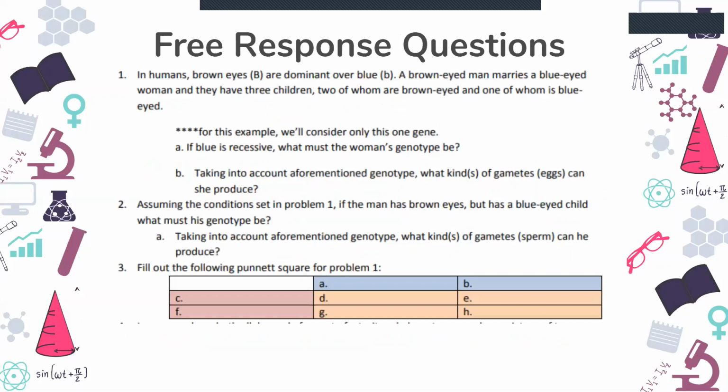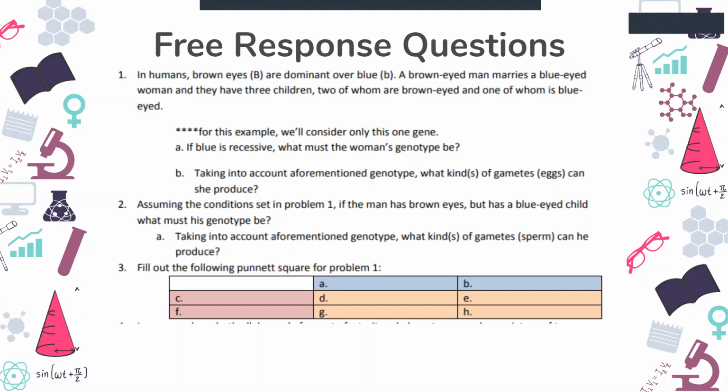And now we have free response questions. For Designer Genes, and for really any Science Olympiad event, you will expect to see free response questions. Here I've given three example problems of such free response questions that usually appear in Designer Genes.